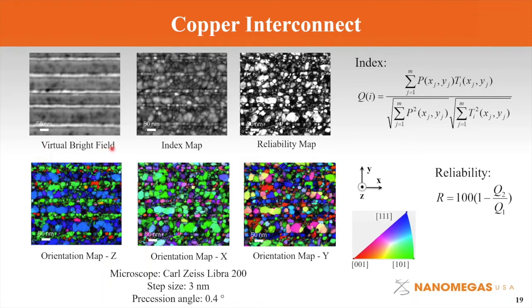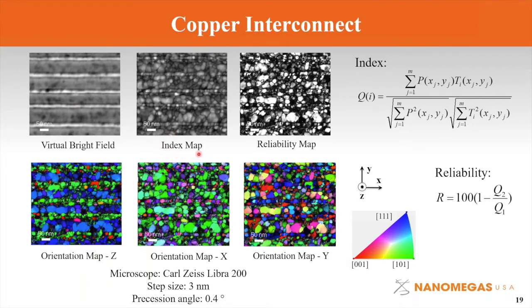The virtual bright field image is constructed online during data acquisition by placing a virtual aperture around the direct beam. As the beam is scanning on the specimen, the intensity within the virtual aperture is integrated and mapped out. You can see some contrast, much similar to what you see in bright field TEM images. However, the contrast is a little bit different because precession is being applied here, so dynamic effect is a little bit less.